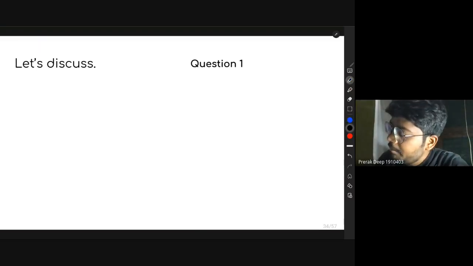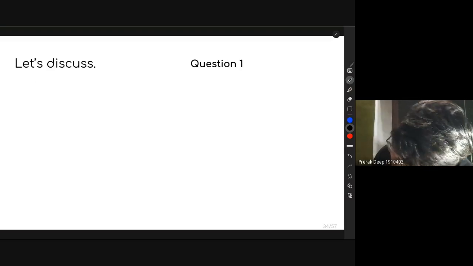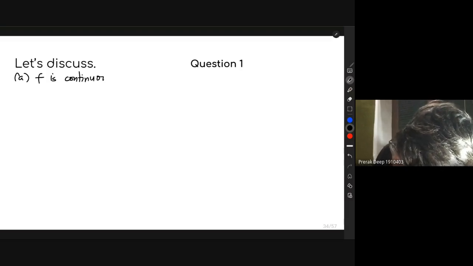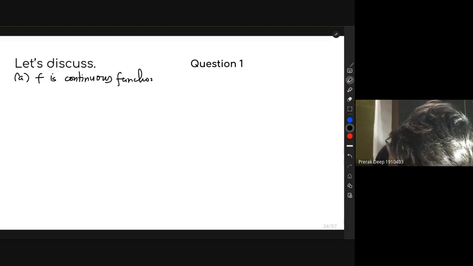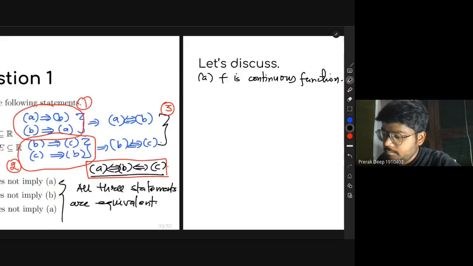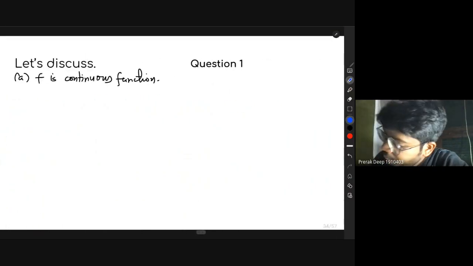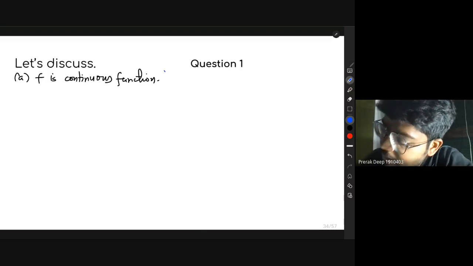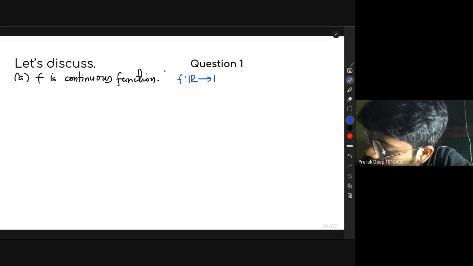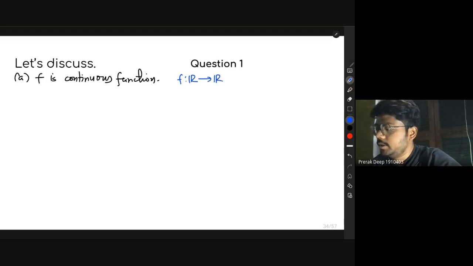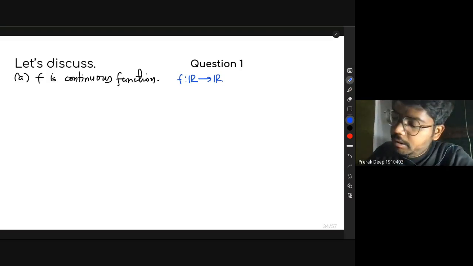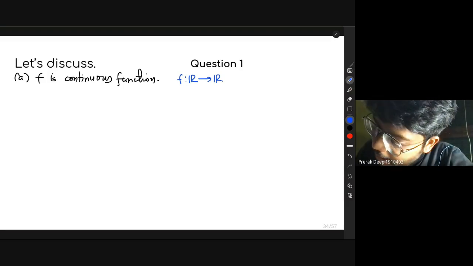Okay, so we start with statement A. Statement A says f is a continuous function. So f is a function from R to R, and it is given to be continuous. What do we mean by a continuous function f? Let us quickly recall that.